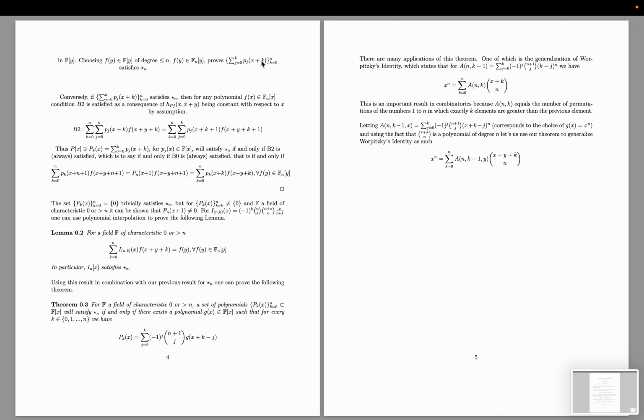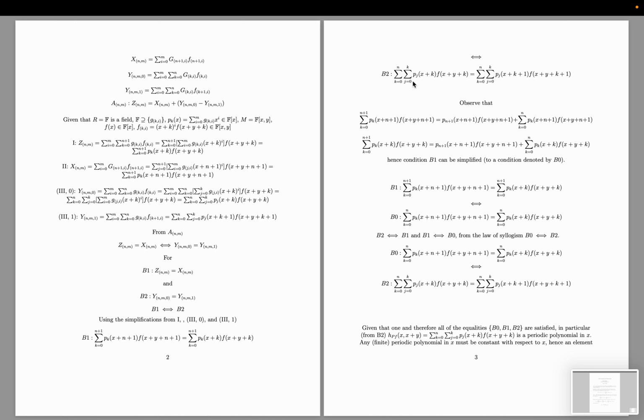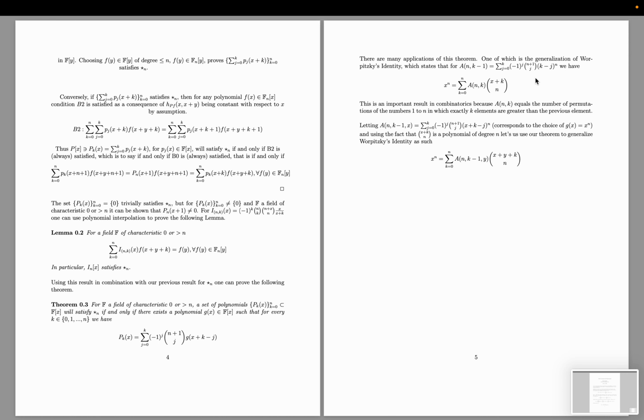The statement that we were working with was if and only if. The converse is more straightforward. If we start with this set satisfying star n, well, then by definition, we know that this function is constant with respect to x. So if it's constant with respect to x, then certainly if we add 1, it doesn't change anything. So if we have star n, then B2 is automatically satisfied. But B2 is equivalent to B0, so we must have that B0 holds true as well. So then that gives us both directions, star n if and only if B0.